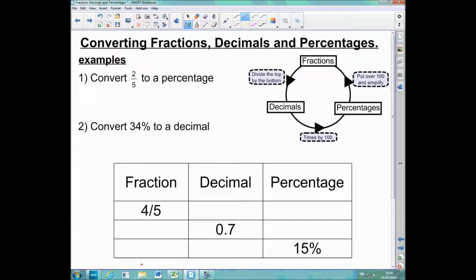Now we've just covered this, so hopefully it should be fresh in your heads that we're going to do the top number divided by the bottom number. So that's 2 divided by 5. Remember, we need our bus stop for this.